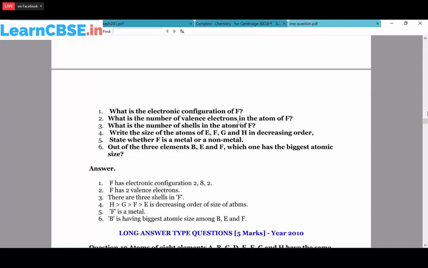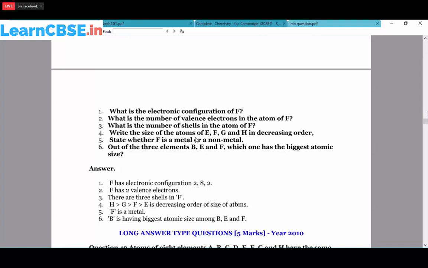What is the number of valence electrons in the atom of F? The valence electrons are the number of electrons present in the outermost shell. It has the configuration 2, 8, 2, so 2 is the number of valence electrons for F. What is the number of shells in the atom? There are 3 shells in F, because the electrons occupy the first shell, second shell and third shell.